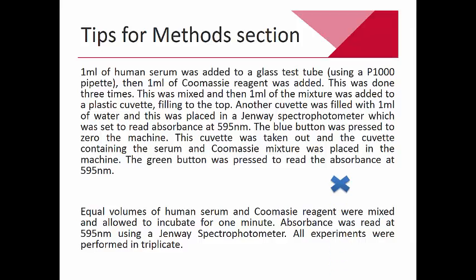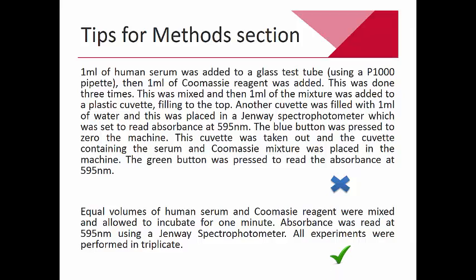As you can see, the first example is probably not the best example. It's just too much detail. So for example, we've got things like saying that the blue button was pressed to zero the machine. Well, if you're competent, you'd do that anyway. Or saying things like the green button was pressed to read the absorbance. Again, if you're competent, you would do that. We don't necessarily need to know it's a plastic cuvette, for example, because that's probably pretty standard. So things like that are going a little bit too far.